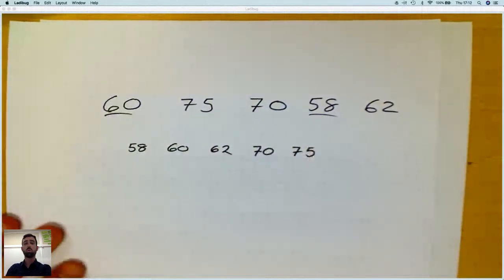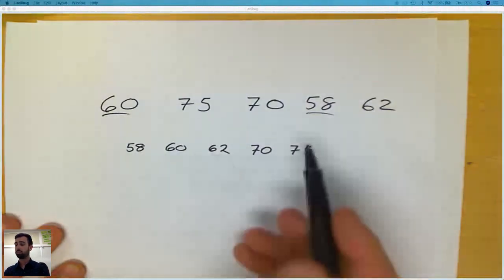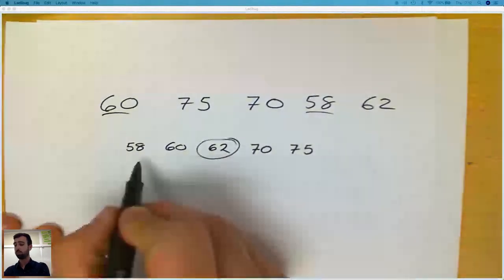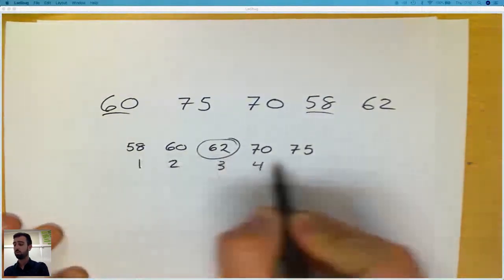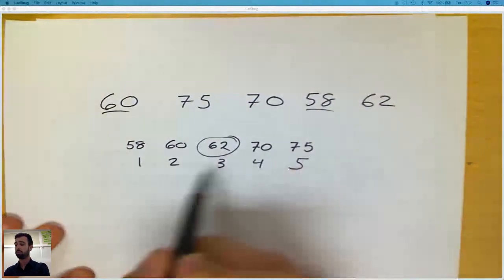So we want to know what is the middle number in this data set. So it's going to be right there. And here's how we could prove it. So we have 1, 2, 3, 4, 5 data points. So we want to know what's the middle number of 5. That's going to be 3.